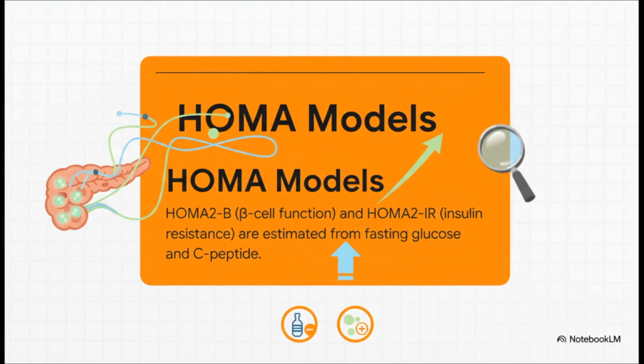The real power of this whole classification system comes from using these HOMA models. These calculations, which you get from fasting glucose and a C-peptide level, are what allow us to really differentiate the underlying pathophysiology. And this just highlights the absolute necessity of measuring C-peptide at diagnosis if we want to distinguish between primary insulin deficiency and primary insulin resistance.